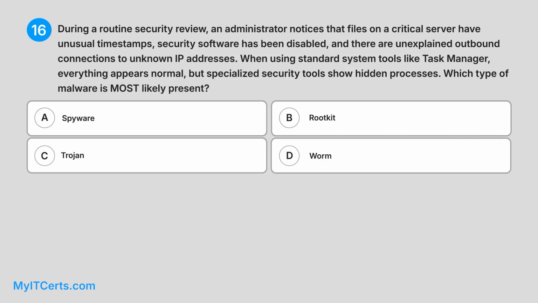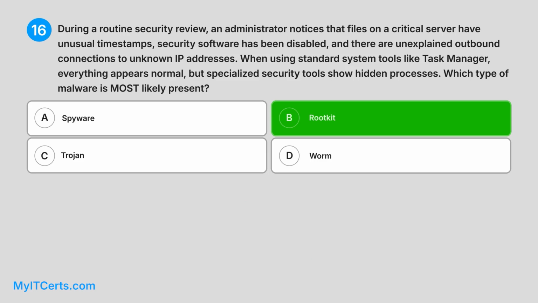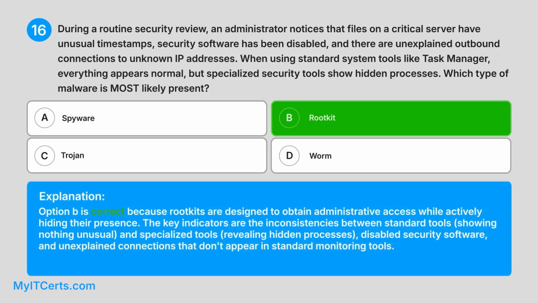Correct answer, B. Rootkit. Explanation. Option B is correct because rootkits are designed to obtain administrative access while actively hiding their presence. The key indicators are the inconsistencies between standard tools, showing nothing unusual, and specialized tools, revealing hidden processes, disabled security software, and unexplained connections that don't appear in standard monitoring tools.